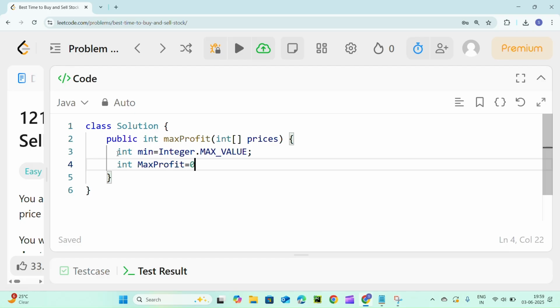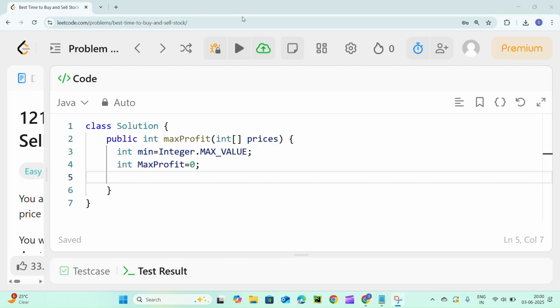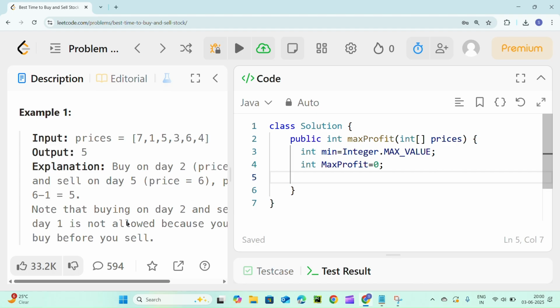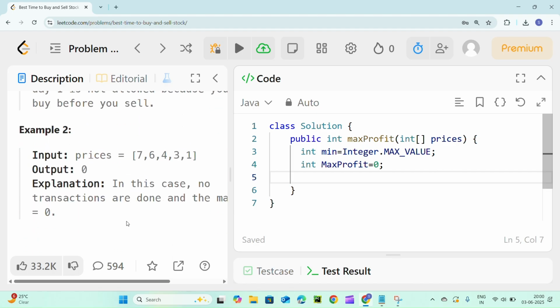Okay, this would be 0. I will tell why you are taking max profit as 0 and min as Integer.MAX_VALUE. Let's take firstly max profit. Max profit means, as you can see in the previous thing, we have two options, that is first example and second example. As you can see in the second example, the output is 0, that means the max profit is 0.